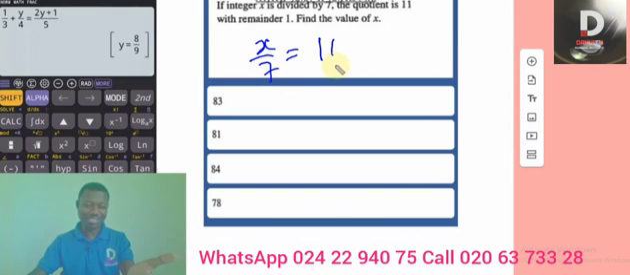Class 2. We learned it in class 2. So simple. The remainder is 1, so that means I can add 1 to it. So the quotient plus the remainder. You get it? So what do I get? I get x over 7 equal to 12. You want x. Find the value of x. You solve it. It's an equation.